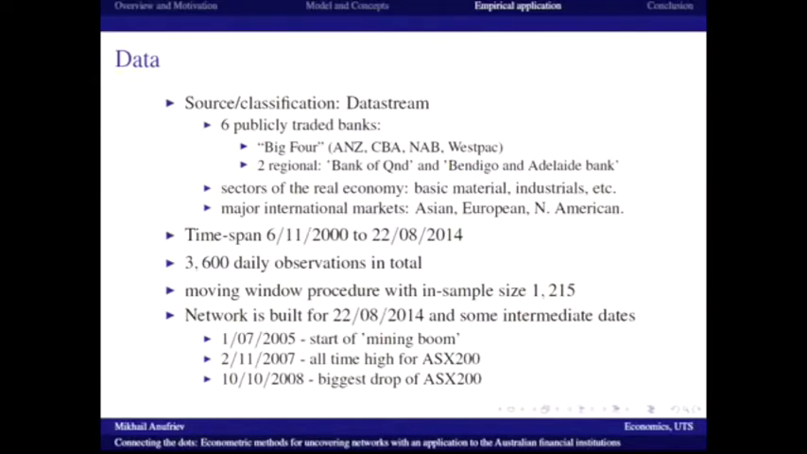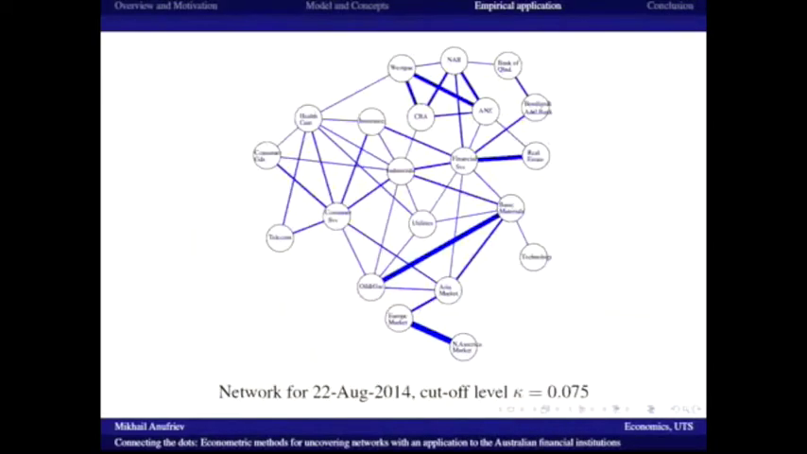First of all, we built a network on the day of the 22nd of August 2014. And then, to see how robust it is, we also built networks in different time periods. Each time we build this, for our DCC procedure, we use a window of 1,215 previous periods in order to evaluate dynamic correlation. Okay, so that's the data.